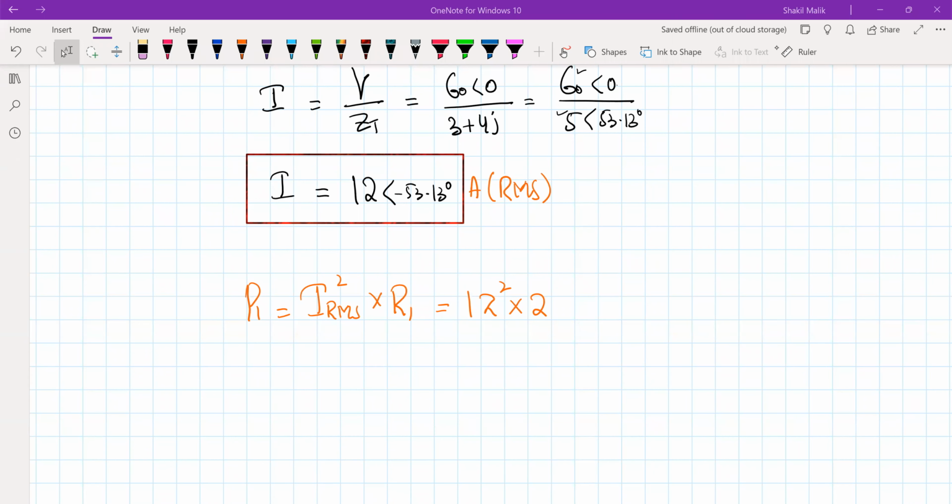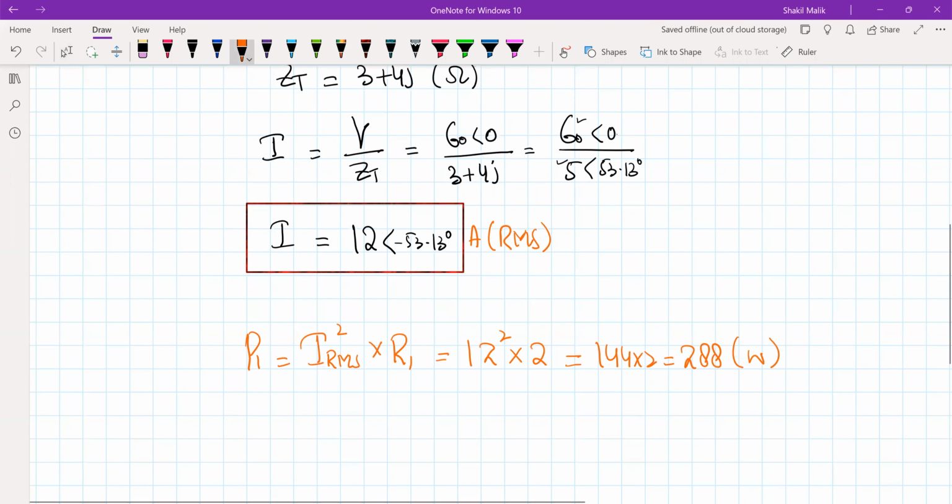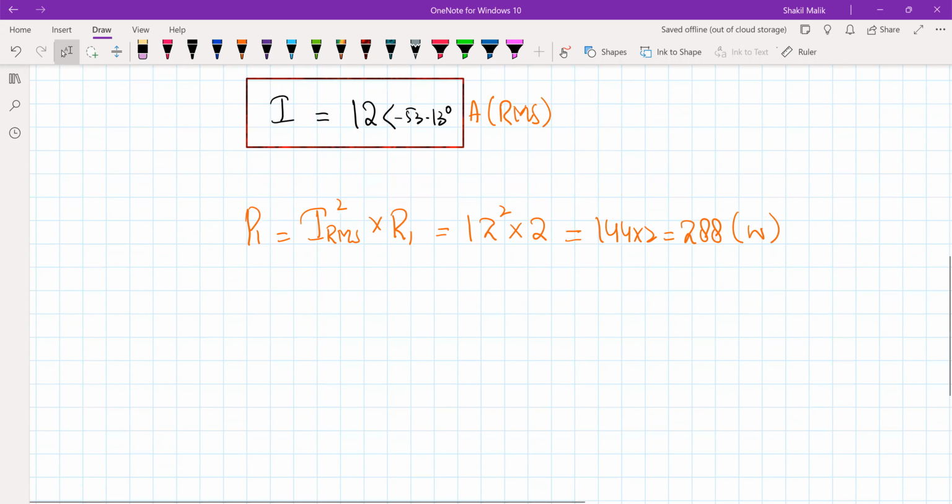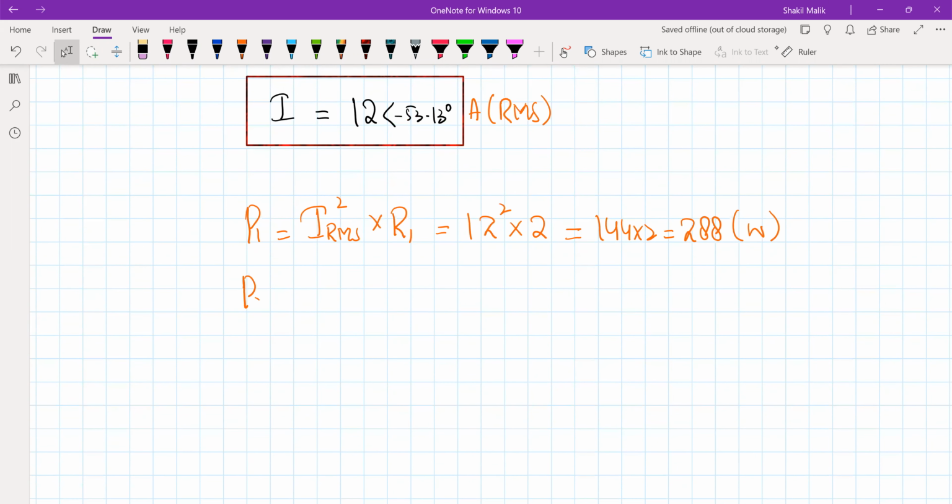So it is 12 squared, 144, multiplied by 2, that's 288 watts. So this is the power absorbed by the resistance of the first element. Okay. Now the power absorbed by the resistance of the second element, let's denote it as P2, will be equal because the same current is flowing through the two elements. So it will be I RMS squared times R2.